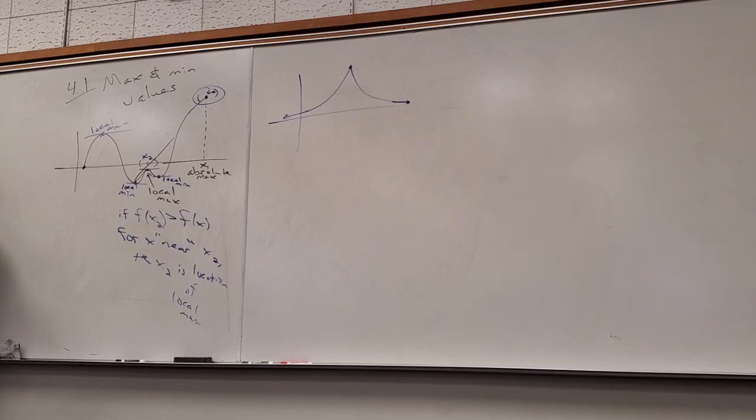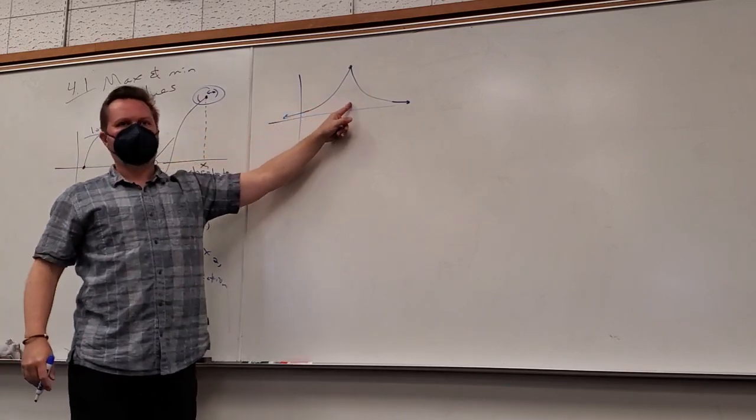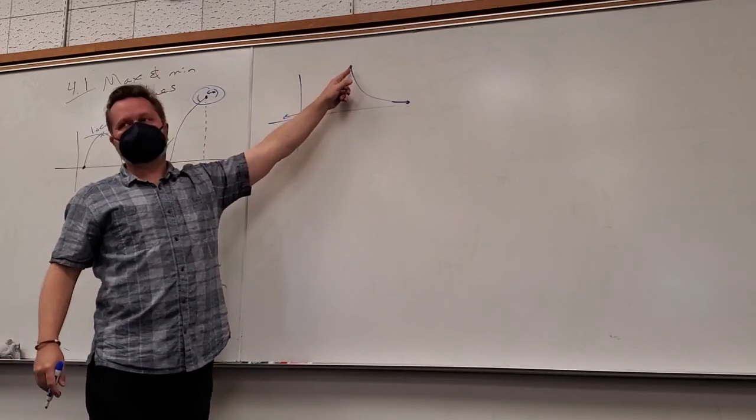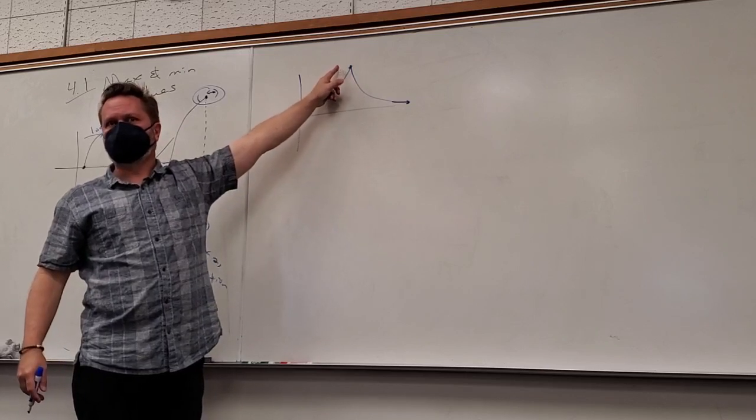The most basic maximum is like the top of a parabola-looking dude, and that's going to be a slope of zero. It's going to be a flat slope at the top, and the same thing for the bottom. There are weird situations where the slope is not zero. What is the slope at that point?